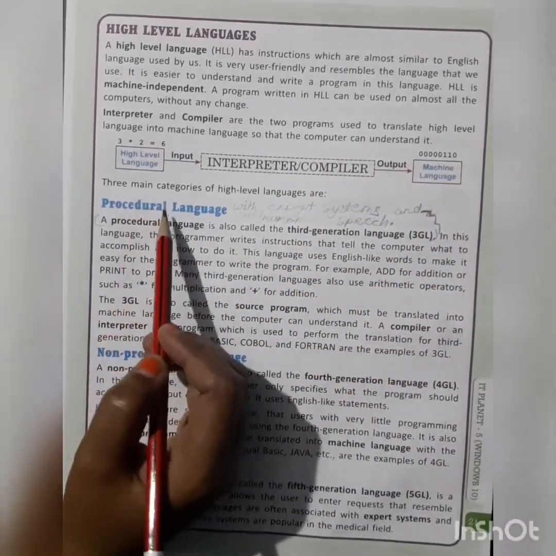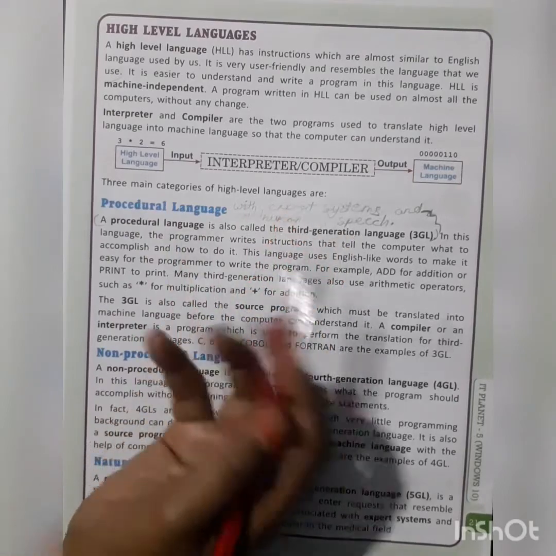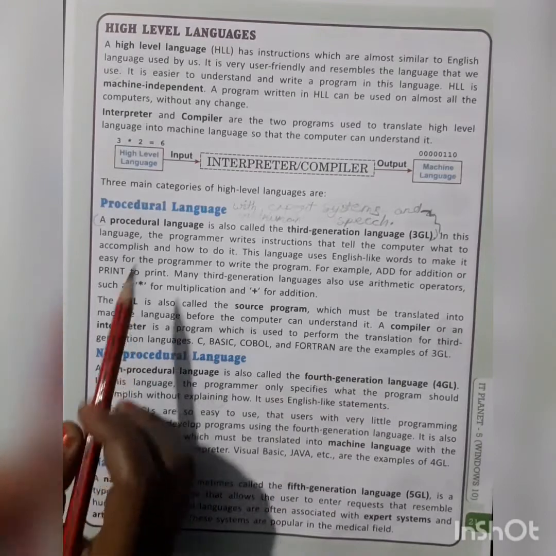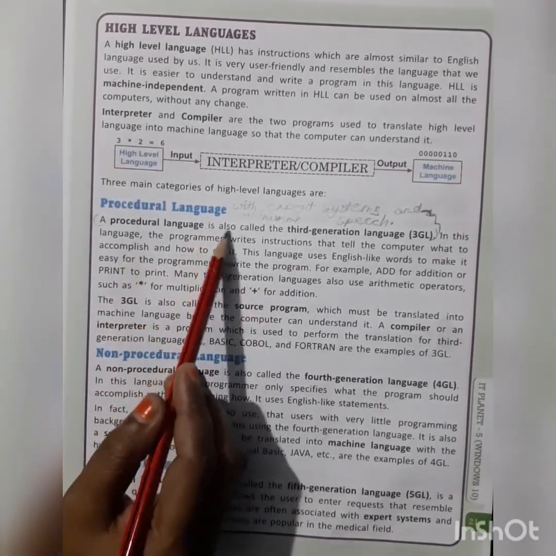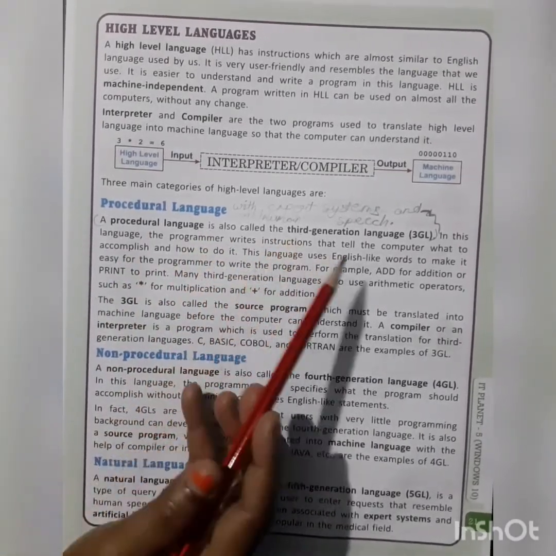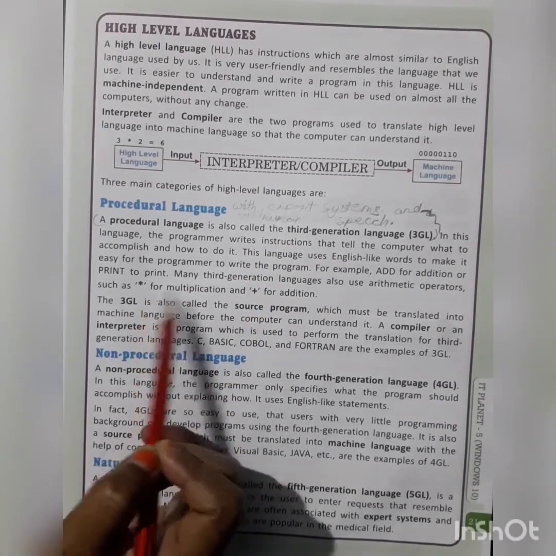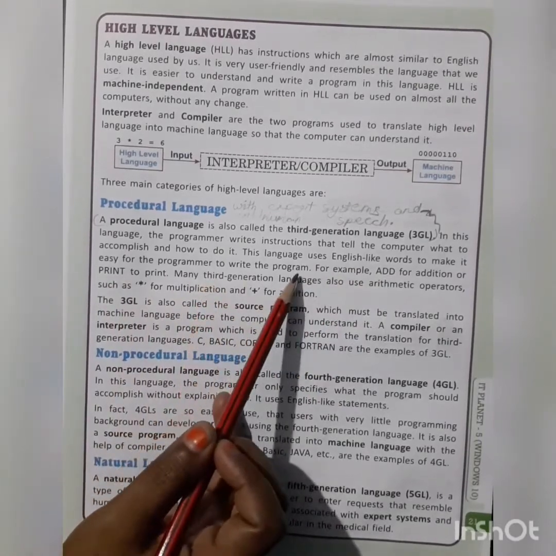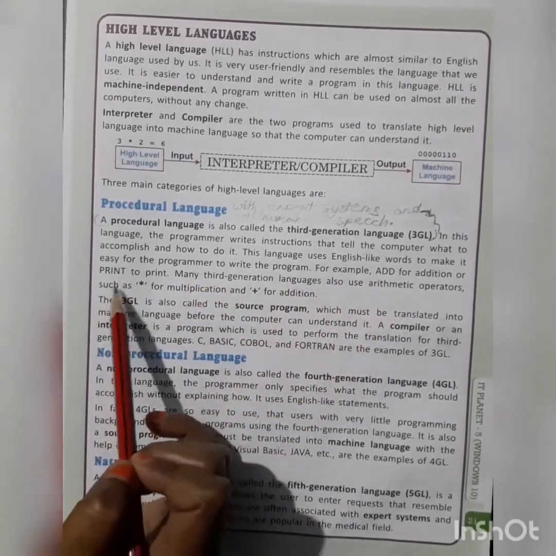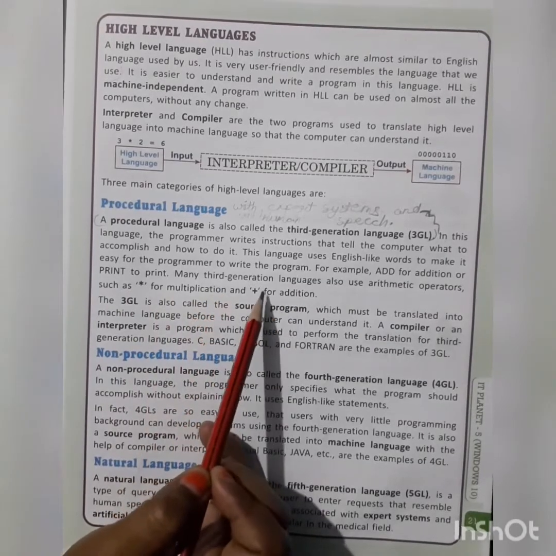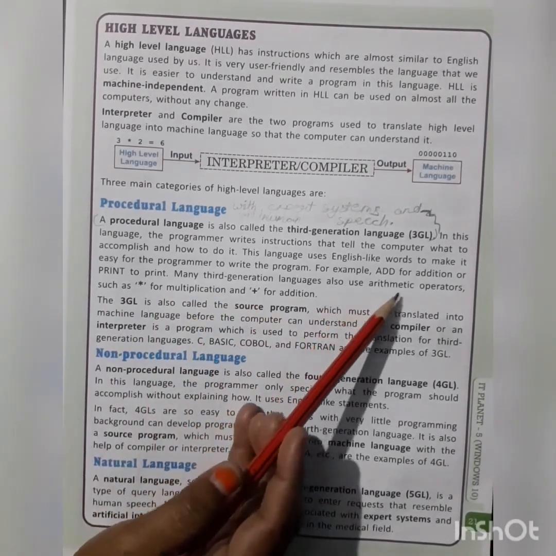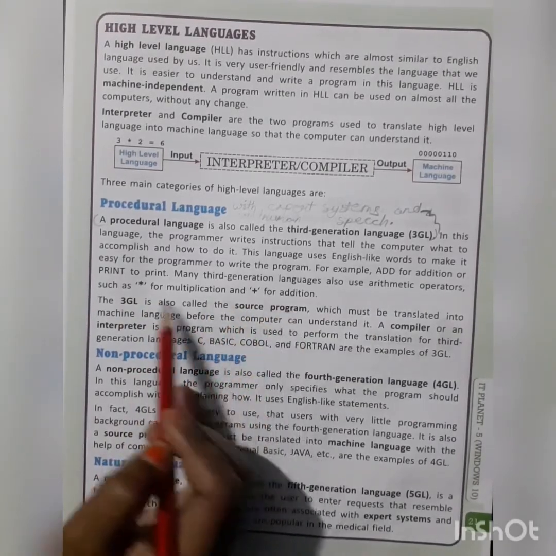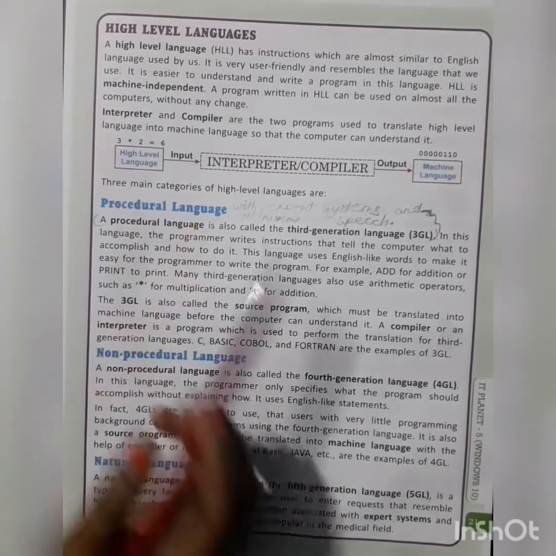Now what are the categories of high level language? There are three main categories: procedural language, non-procedural language and natural language. What is procedural language? A procedural language is also called the third generation language, used in third generation computers. These languages use English-like words to make it easy for the programmer to write the program. For example, add for addition, print to print, and many third generation languages use arithmetic operators such as star for multiplication and plus for addition. So these are the symbols which are used in procedural language.